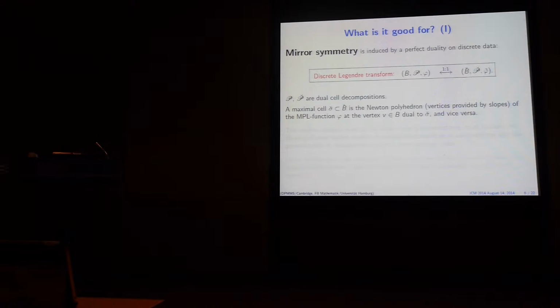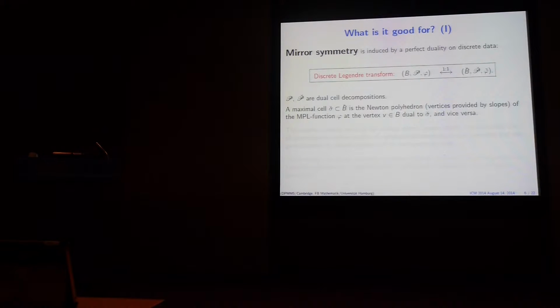Okay, so what is it good for? We have several slides on this. So our original motivation was mirror symmetry. And mirror symmetry in this picture is very easy to see because there is a perfect duality on these triples, B, P, phi, to B check, P check, and phi check. I don't want to give this in detail. Essentially, B and B check are canonically homeomorphic. Go over to the barycentric subdivision, and then they are the same. The two barycentric subdivisions are the same. And the P check are the dual cell decompositions in this sense. And then how do we get the maximal cells of the dual cell decomposition of this B check?